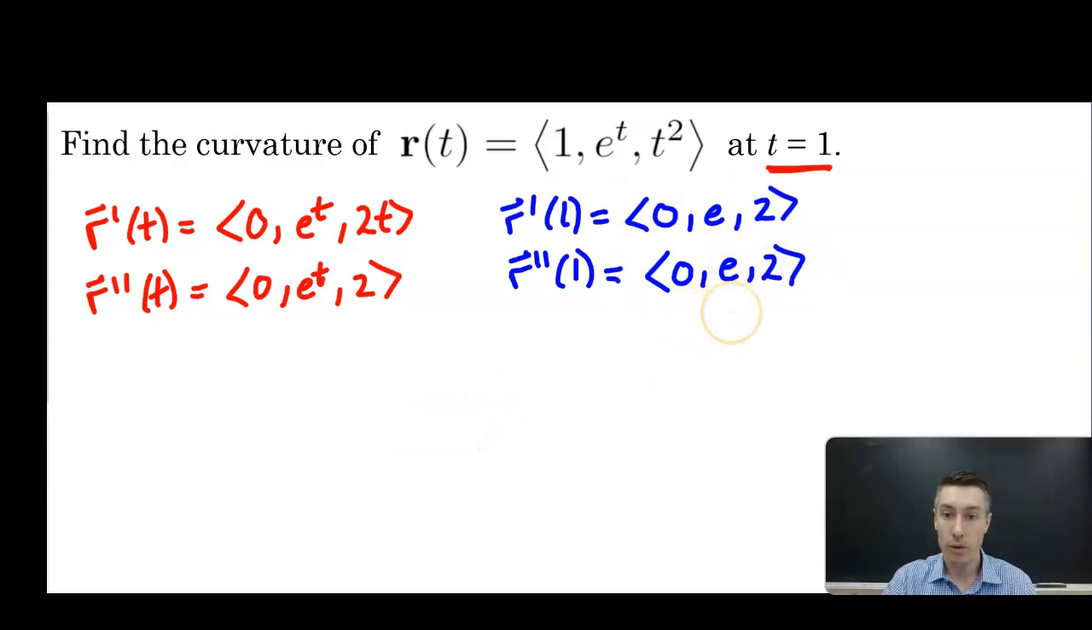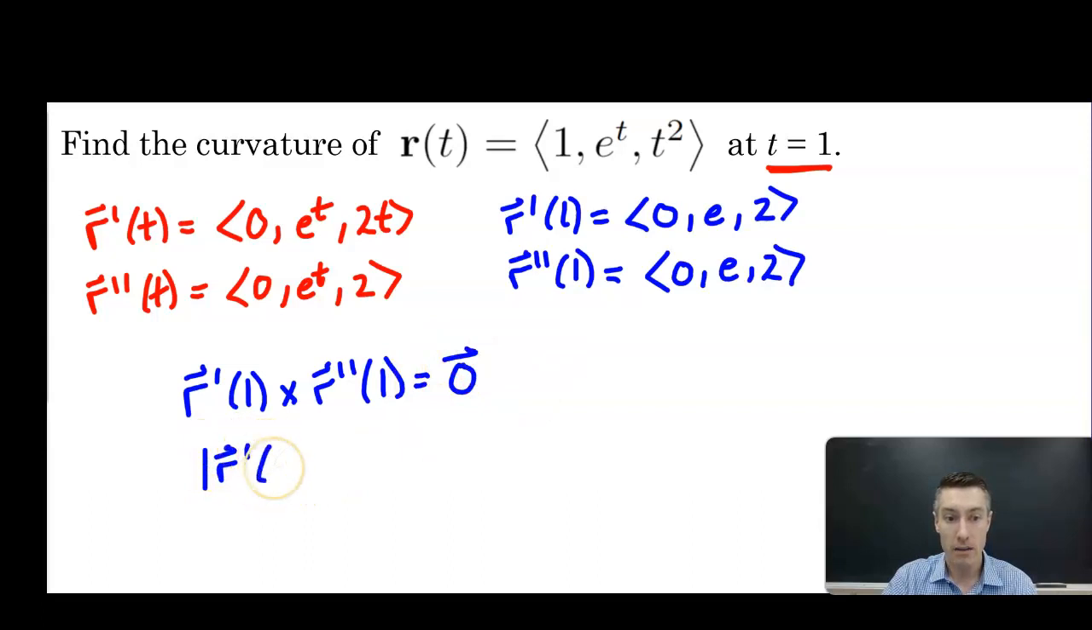Now, I included this example as well because these vectors are the same at t equals 1. And if we remember, the cross product of two vectors that are the same is going to be the 0 vector. So r prime of 1 cross r double prime of 1 is going to be the 0 vector, which means that the magnitude of that cross product vector is going to be 0.